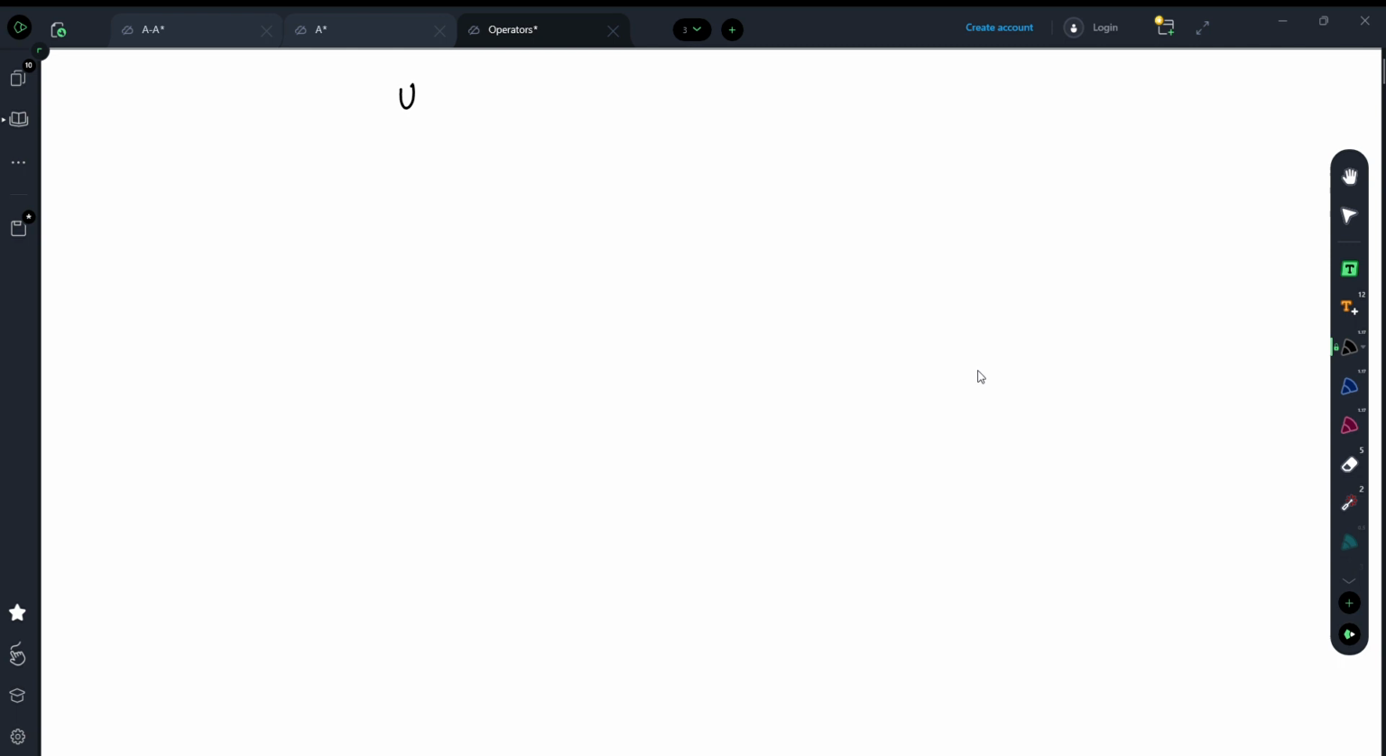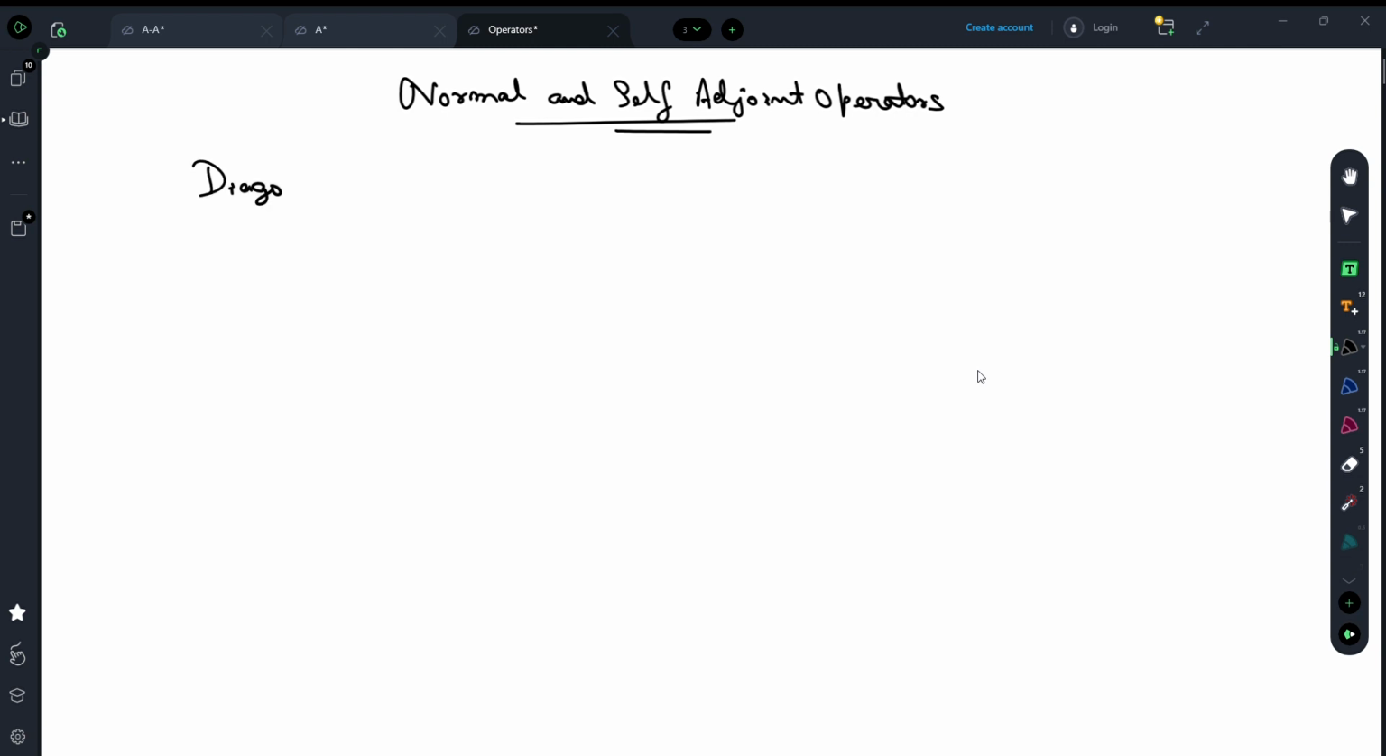So let's give the heading: normal and self-adjoint operators. Okay. So what we are actually trying to do is establish the concepts of diagonalization. I shouldn't say a necessary condition for diagonalization. We will eventually see why we try to include the concept of diagonalization in this lecture, but there will be something related to diagonalization of complex and real matrices specifically. There will be a slight difference between them.